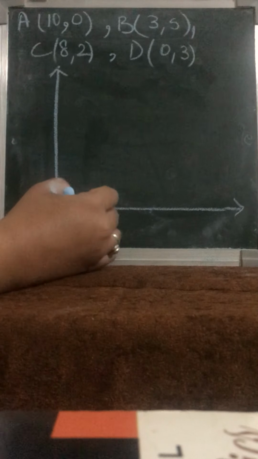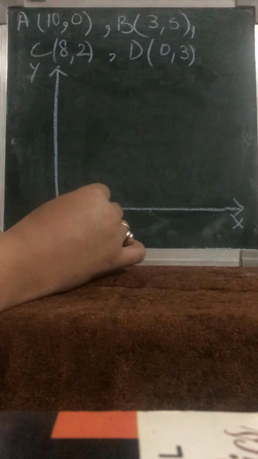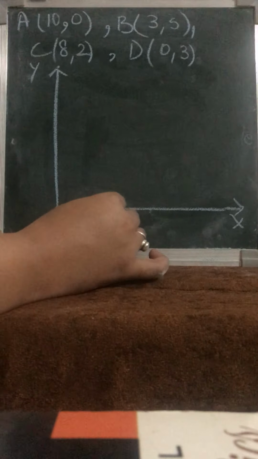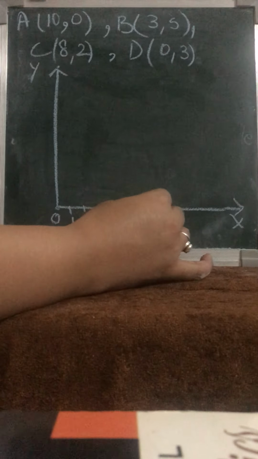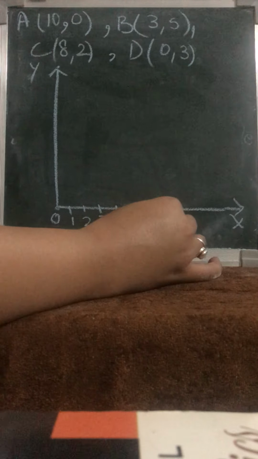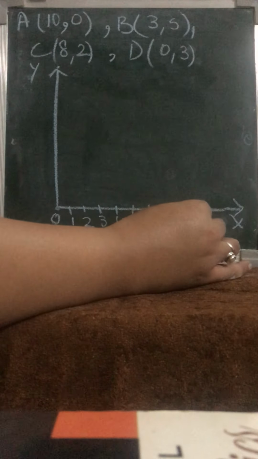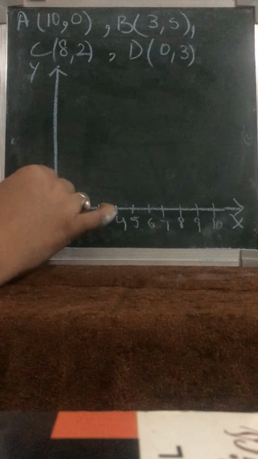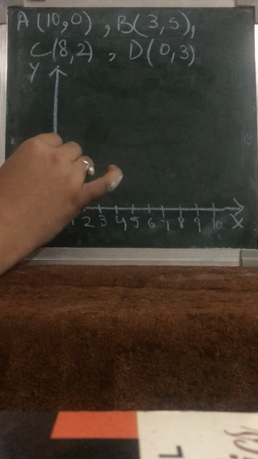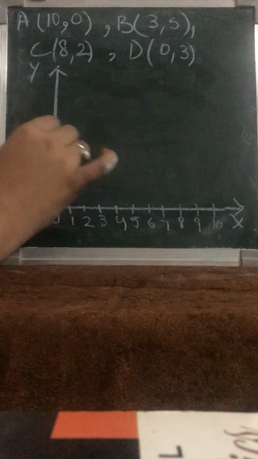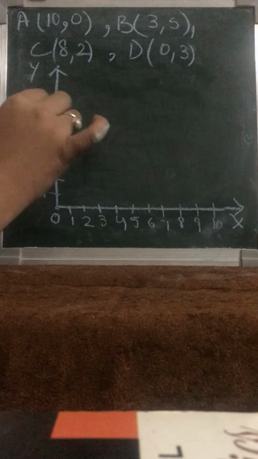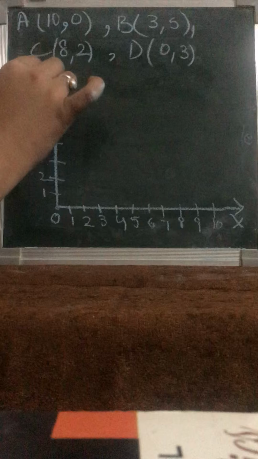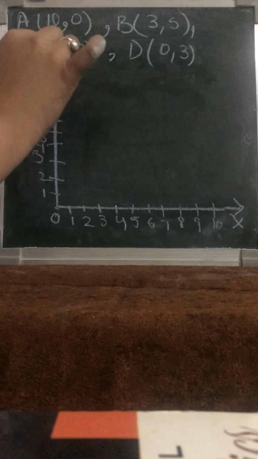quickly I'll be writing 1, 2, 3, 4. This is X and this is Y. So 1 centimeter gap, 3, 4, 5, 6, 7, 8, 9, 10. How far will we go? The largest number is 10. 1, 2, 3, 4, 5, 6, 7, 8, 9 and 10.